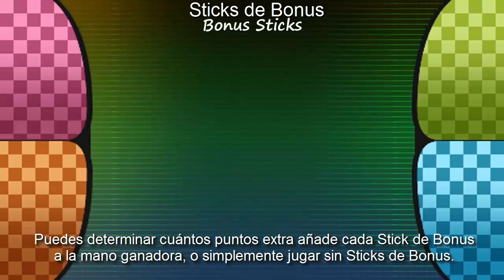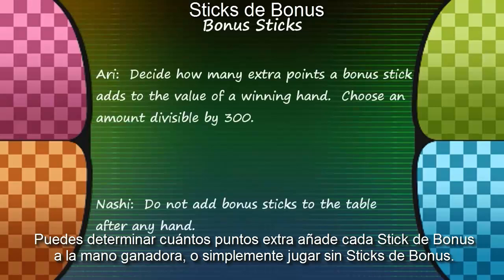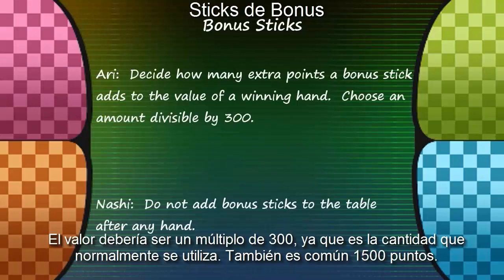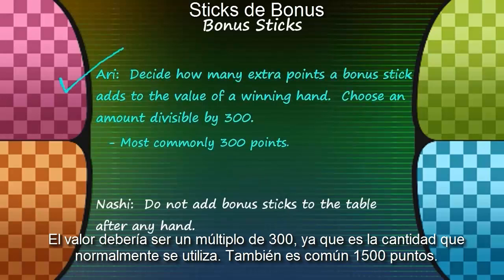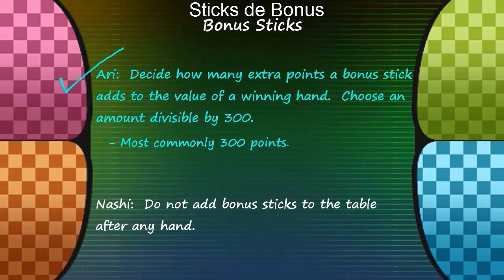You can choose how many total points each bonus stick on the table adds to the total value of a winning hand, or choose to play without bonus sticks. The value should be a multiple of 300. In most rules, it is 300. 1500 is another commonly used value.